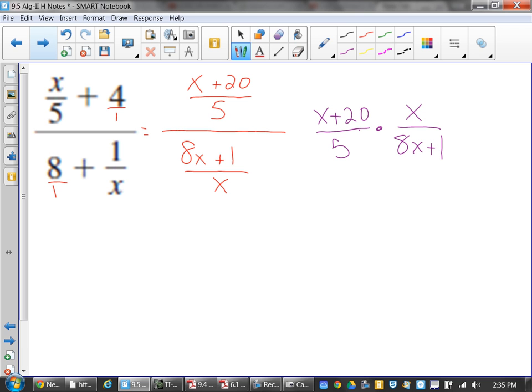Your final answer then becomes x squared plus 20x over 40x. Oh, sorry. I had it there. But 5 times the 8x plus 1. It's working with the common denominators and multiplying stuff through.